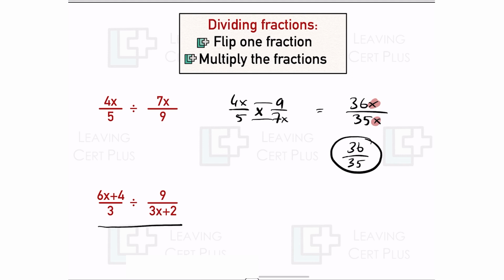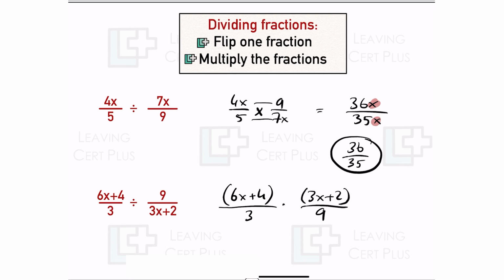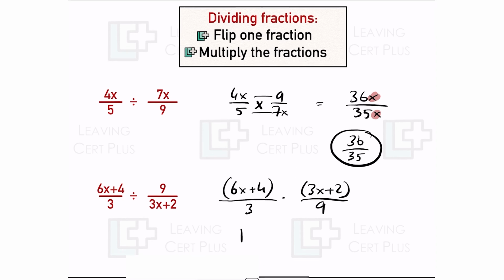So try this one, pause the video and give it a go. So remember, you got to flip this fraction and then multiply. So it's going to be 6x plus 4 over 3 multiplied by 3x plus 2 over 9. So multiplying out these brackets, remember it's 6x by 3x and 6x by 2. So that's going to be 18x squared plus 12x, and then plus 12x, this by this, and then you've got 4 by 2. So that's going to be plus 8.